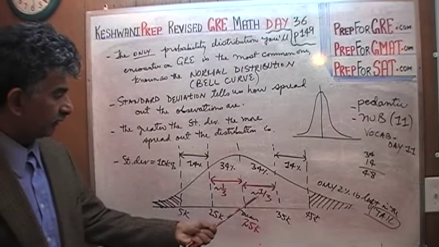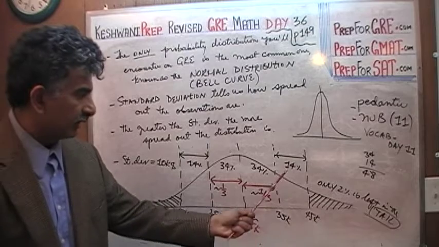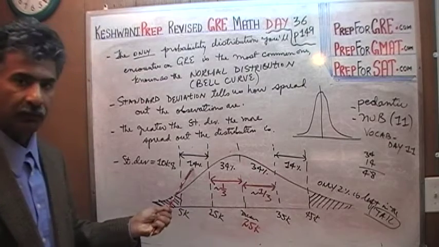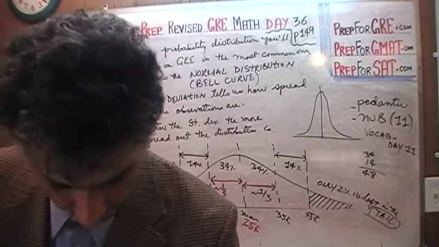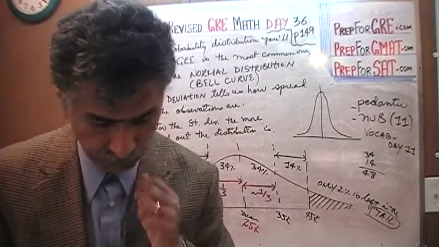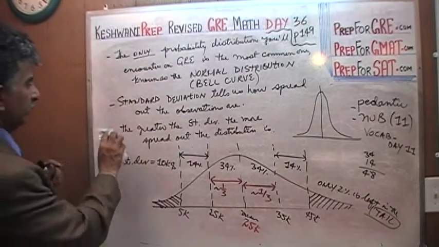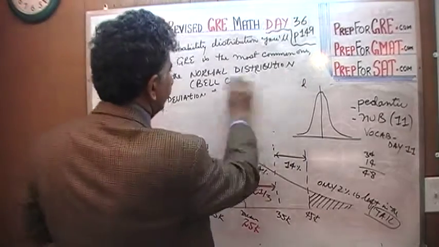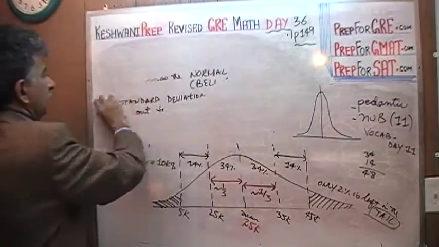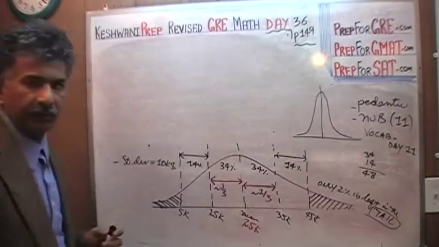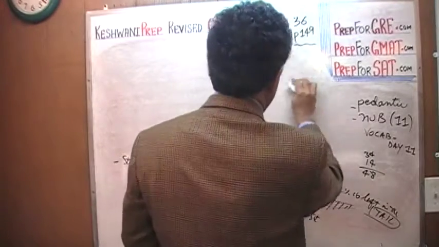The first standard deviation captures two-thirds of the observations, but by the time you get to the second standard deviation, you pick up another 14% on this side, and another 14% on that side. That's all you need to know. Oh, one last thing I want to talk about before we call it a day, about the normal distribution. By the time you have understood everything in this video, that's all you need to know for the GRE.